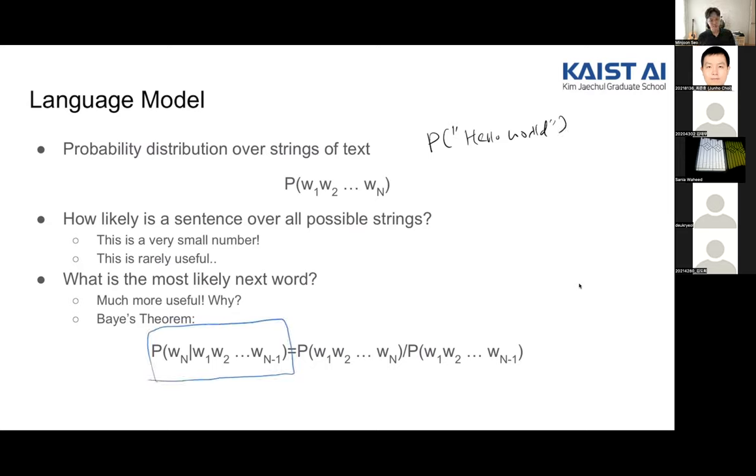And we know that by the Bayes theorem, this is equivalent to the probability of what we just saw here, divided by the probability of everything but the last word. This is a very simple theorem, but now we see that if we can define an arbitrary text probability, then we can find out the probability of the next word given the previous words. And what can you do with this? Well, you can now generate text. You can iteratively create text.